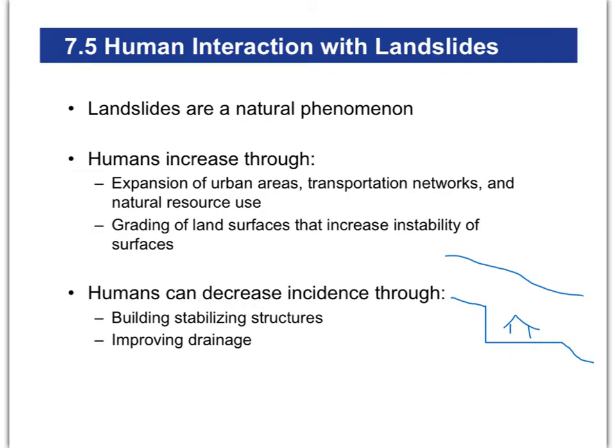We can, however, do human things that decrease landslide incidents. We can build stabilizing structures. If you had a house right here, over there on the far right, one thing you would absolutely want to do is build some sort of a retaining wall right there. And we can engineer things that do safely hold back slopes, but they have to be done right. Also, another big thing is improving drainage. We mentioned how the influence of water plays a big part in this. All right, the better we can get water wicked away from slopes, the less likely they are to liquefy and move down.